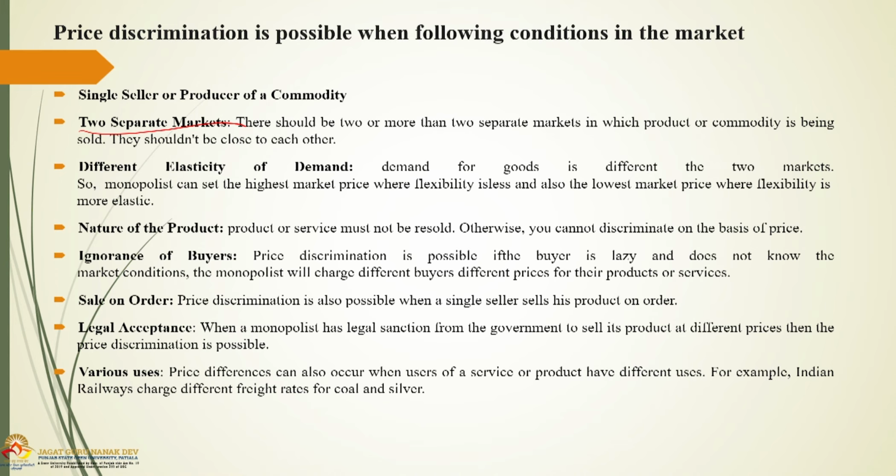Next is different elasticity of demand. Very important. Demand for goods is different in the two markets. Elasticity is different for both the markets. So the monopolist can set a high price where elasticity is less, and where elasticity is more, the monopolist can sell at a lower price. Where elasticity is lower, prices can be high for the same product as compared to a marketplace where the elasticity for that product is higher. Clear? More elasticity, less price. Less elasticity, more price.